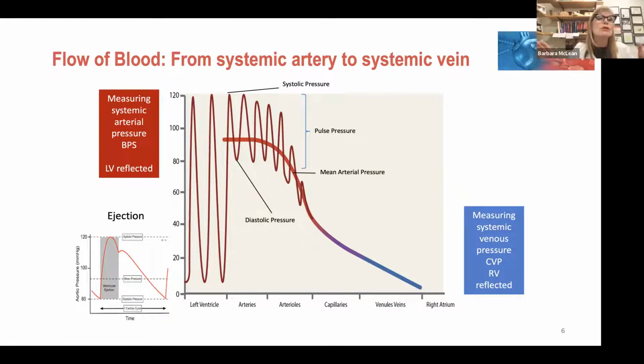The right atria is always a reflection of the right ventricle. Most people don't care about the atria, although they should. We really care about the ventricle, but the RA is a direct conduit into the RV. So we're going to use CVP to tell us about ultimately RV filling. That's why venous pressure is called filling pressure.